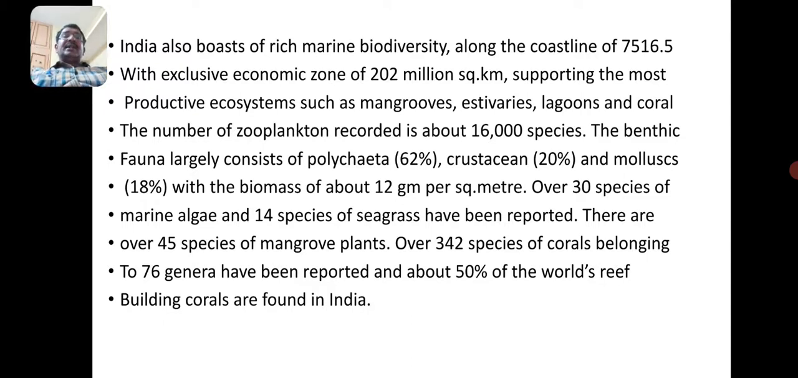Benthic fauna largely consists of crustaceans and molluscs at 18%, with a biomass of about 12 grams per square meter. Over 30 species of marine algae and 14 species of seagrasses have been reported. There are 45 species of mangrove plants, and over 342 species of coral belonging to 76 genera have been reported. About 50% of the world's reef-building corals are found in India.